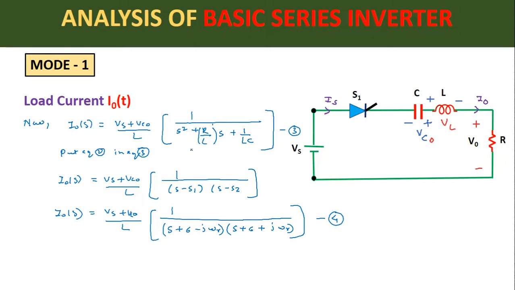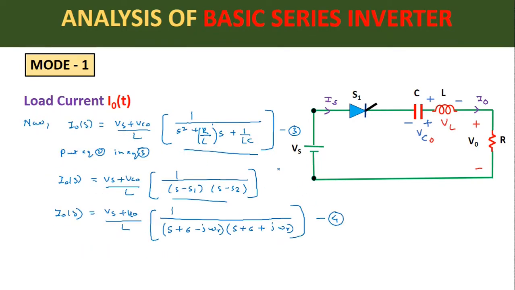We will write this characteristic equation like this. That is, this can be split into two roots, that is S minus S1 into S minus S2. So we will get this type of equation. Now we will put S1 and S2 value here. We will get I naught is equal to Vs plus Vco divided by L into 1 upon S plus sigma minus j omega r into S plus sigma plus j omega r. Let this be equation number 4.